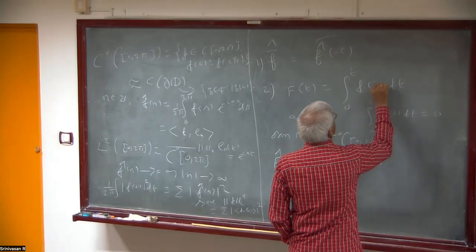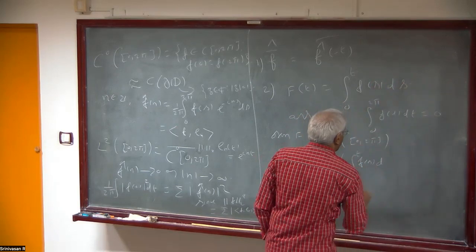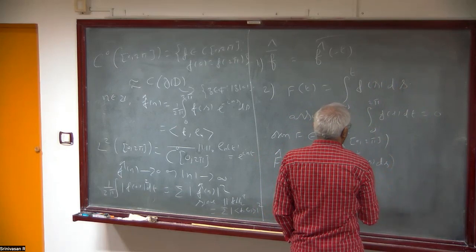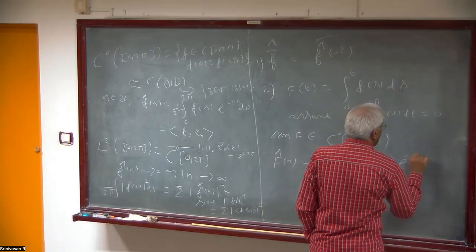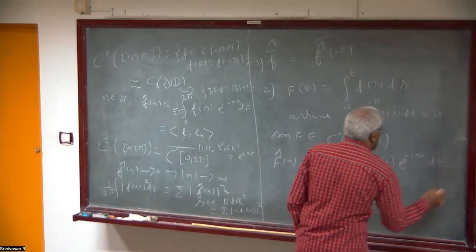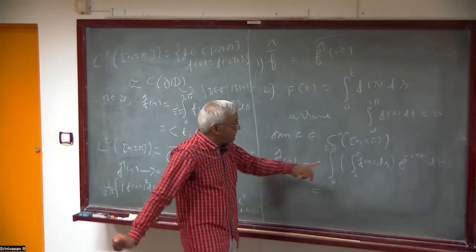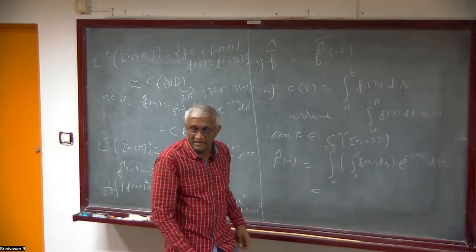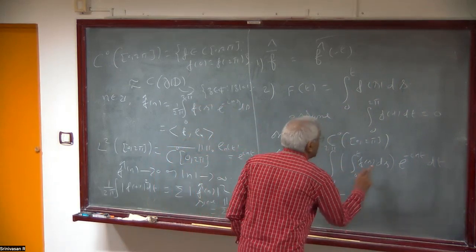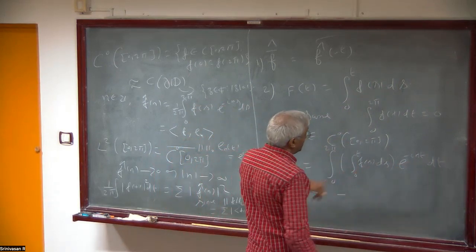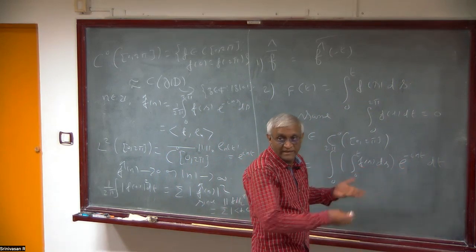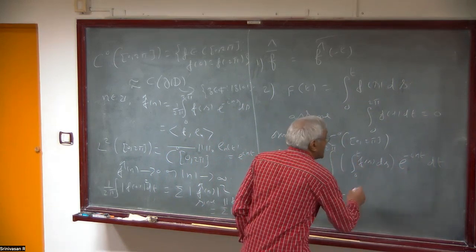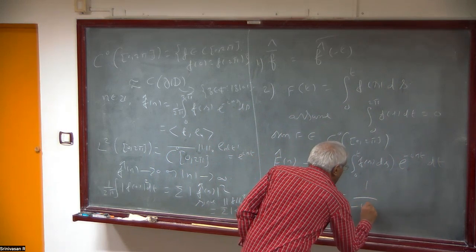Did I use t here? So it should be s. Of course, ds, and then you have e power minus int dt. And if you use, I mean, the first term will be 0 because it coincides with the end point, and you will have a minus sign, and then you differentiate this and integrate this, integration by parts. Okay. So you get 1 by minus in.